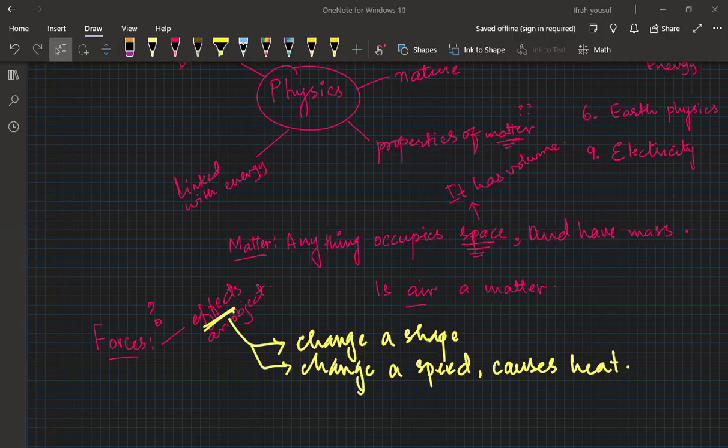Right? Causes heat. Yes. I can't see the picture. No, no. I'm going to paste it over there. So just give me a minute. Okay.